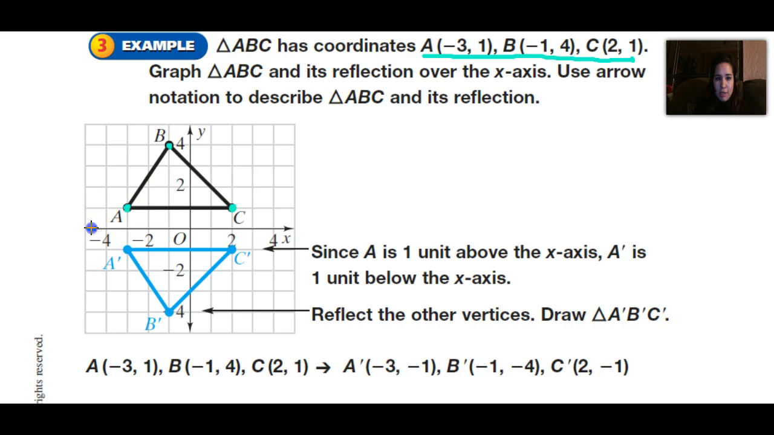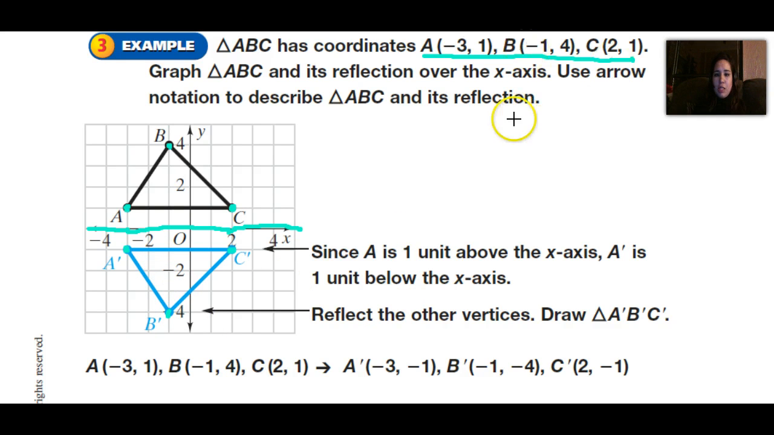Okay, now they want me to reflect it over the x-axis. Well, here's my x-axis. It's right here. So we need to count all of those points. How far away from that line are they? And then count the same amount of spaces, but on the opposite side. So for example, A is 1 away, so I'm going to count 1 away, and there's my new point. C is 1 away from this line, so I count 1 away, and I make my new point here. B is 1, 2, 3, 4 away, so I'm going to count 4 on the opposite side down. 1, 2, 3, 4. And there are my new points.